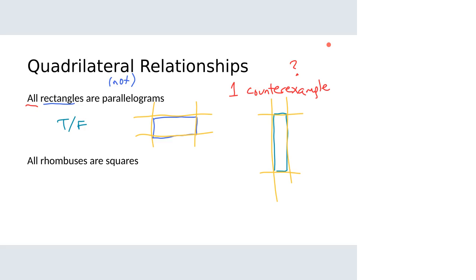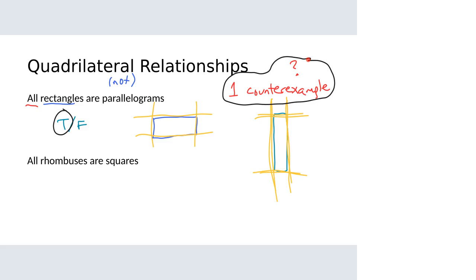But in your work toward looking for a counterexample, you might convince yourself, you know what? Every rectangle is going to have both pairs of opposite sides parallel. So every rectangle is going to be a parallelogram. So the statement, all rectangles are parallelograms, is going to be true. And that's our process for answering questions like these. We see if we can find a counterexample. If we can, great, we call it false. In the process of looking for that counterexample, we might convince ourselves that the statement's true.